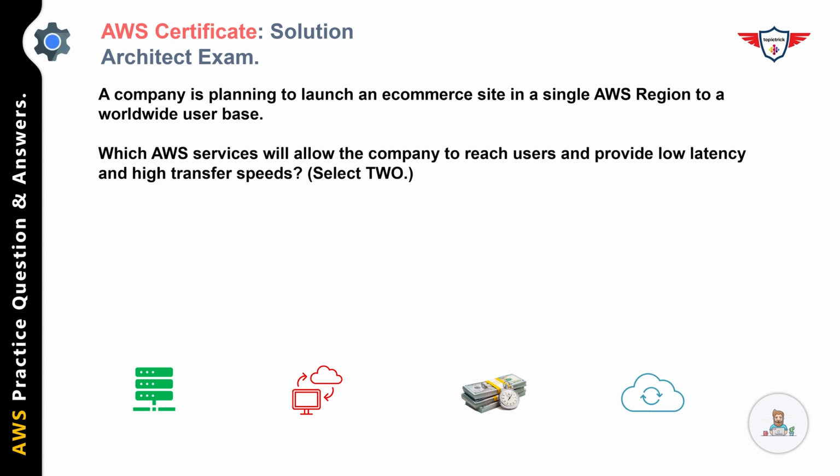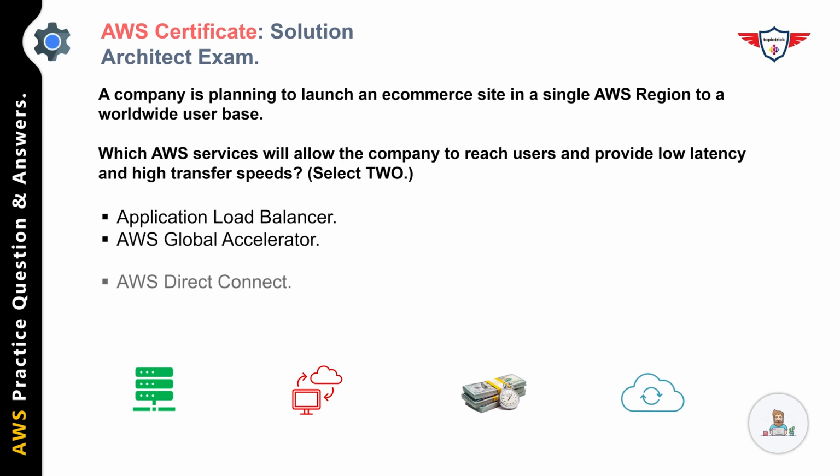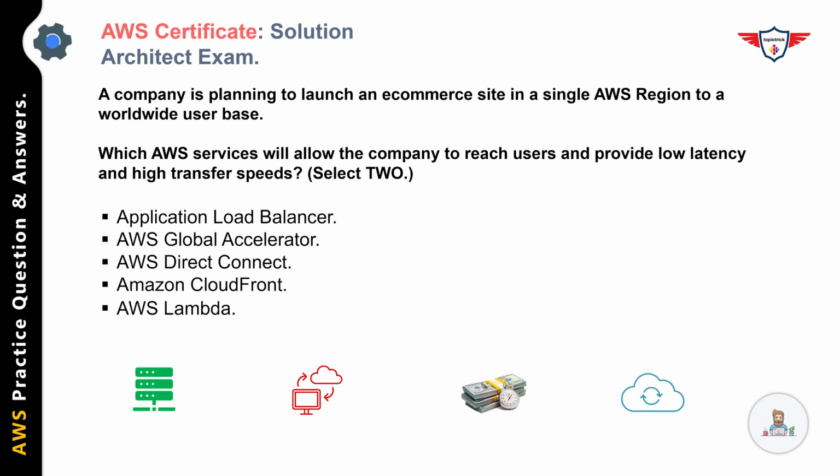A company is planning to launch an e-commerce website in a single AWS region to a worldwide user base. Which AWS services will allow the company to reach customers and provide low latency and high transfer speed? You have to select two correct answers. Your options are Application Load Balancer, AWS Global Accelerator, AWS Direct Connect, Amazon CloudFront, and AWS Lambda. The correct answer is AWS Global Accelerator and Amazon CloudFront. AWS Global Accelerator is used to send user traffic through the AWS global network infrastructure.